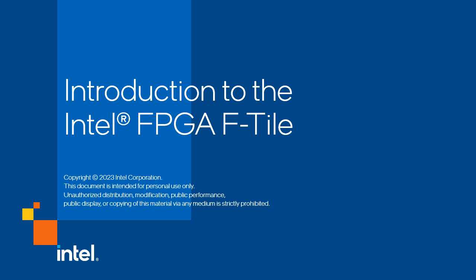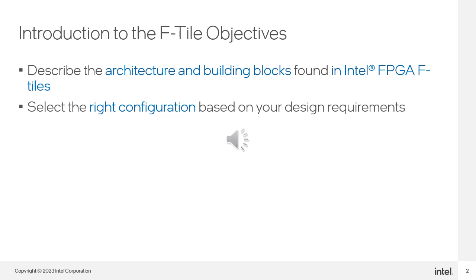While the F-Tile architecture is complex, this training will show the major F-Tile components, how they work, and how they can be configured. This will help your understanding when you review the details found in F-Tile documentation. After attending this course, you will be able to describe the architecture and building blocks that make up the F-Tile. You will see the many options you have for configuring the blocks, whether you are implementing a standard protocol or implementing a custom interface. By understanding the F-Tile architecture, you will be able to choose the right configuration for your design needs.